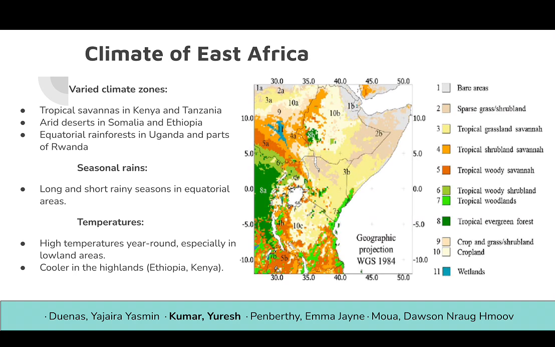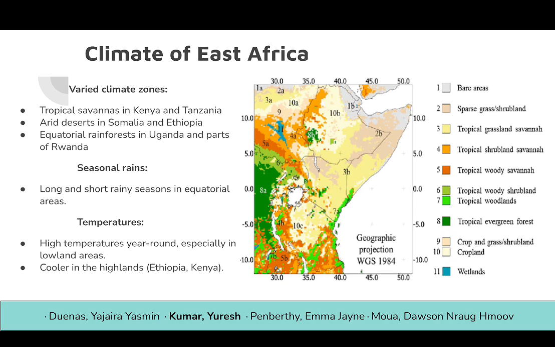Lastly, talking about the climate, East Africa's climate is very diverse like its landscape, ranging from tropical savannahs to arid deserts. Countries like Kenya and Tanzania experience tropical climates with alternating wet and dry seasons, which is ideal for wildlife reserves, but parts of Somalia and Ethiopia experience arid and semi-arid climates. So they have desert landscapes and hot temperatures.